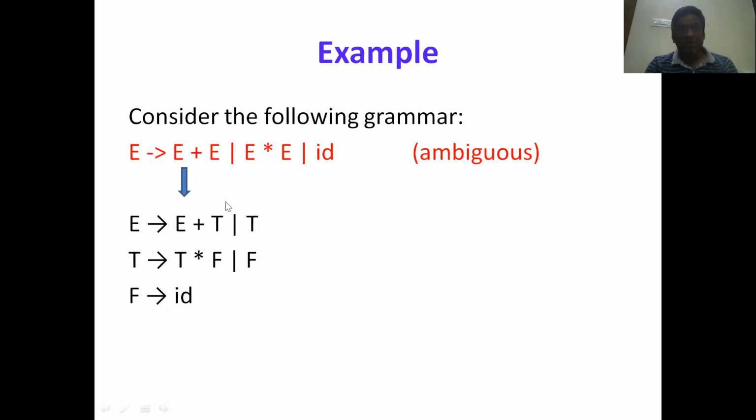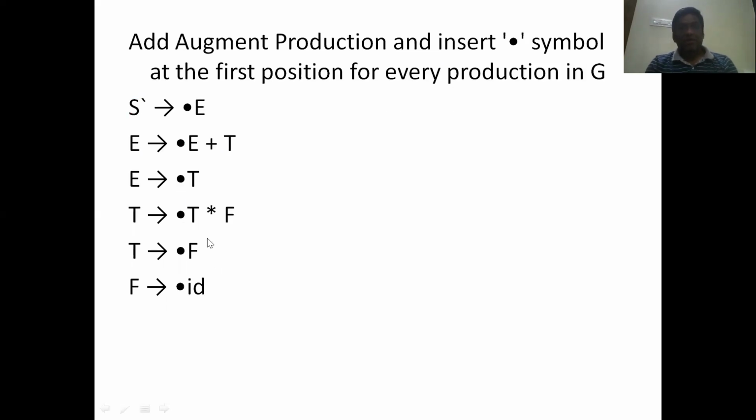Okay. So once you eliminate the ambiguity from the grammar, the next thing, step 2, is to add the augmented production, and also I'm inserting the dot symbol into the grammar at the first position of every production. This is the name of the new variable I am introducing, which points to capital E. Capital E is the start variable of the given grammar. Therefore, the augmented production should be S dash implies capital E. Then the remaining grammar is going to be the same.